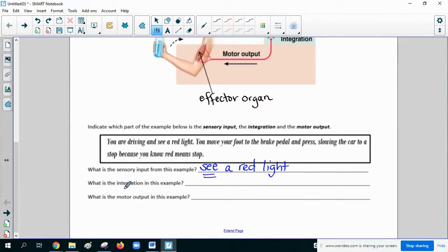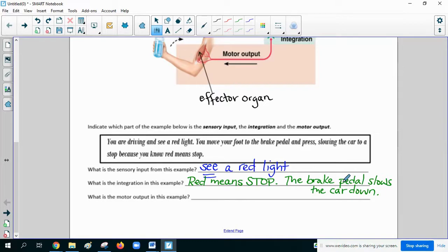Now, what is it that we're going to have to process or know or decide in this example? When you see the color red, it means stop. So we know that the color red means stop when we see it in a stoplight. We also know that the brake pedal slows the car down. So those are the things that we have to know. Remember, you're not born knowing that red means stop, and you're not born knowing that the brake pedal slows the car down, or what the brake pedal is, or what a car even is. This is all stuff that you've learned over the course of your lifetime. So this is stuff we know, and we use it to make a decision.